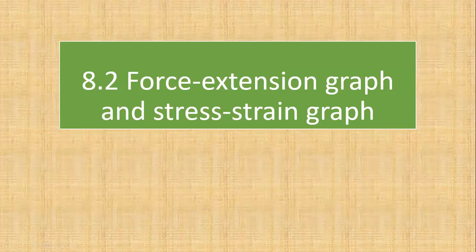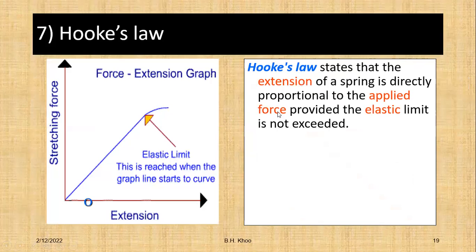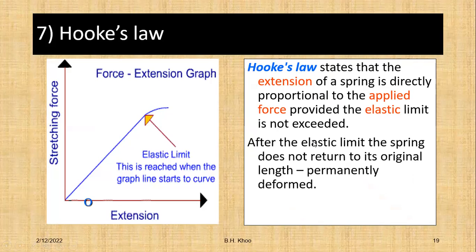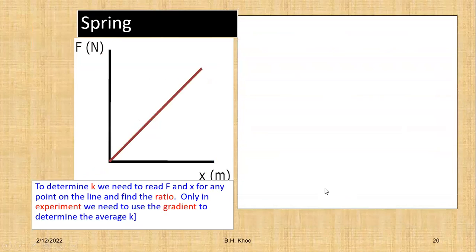Force extension graph and stress extension graph. There's your Hooke's law. It states that the extension of a spring, if the spring can be an elastic material, is directly proportional to the applied force, provided the elastic limit is not exceeded. The key is that the elastic limit is not exceeded. If exceeded, it doesn't follow a straight line anymore. After the elastic limit, the spring does not return to its original length, what we call permanently deformed. So that's your Hooke's law.